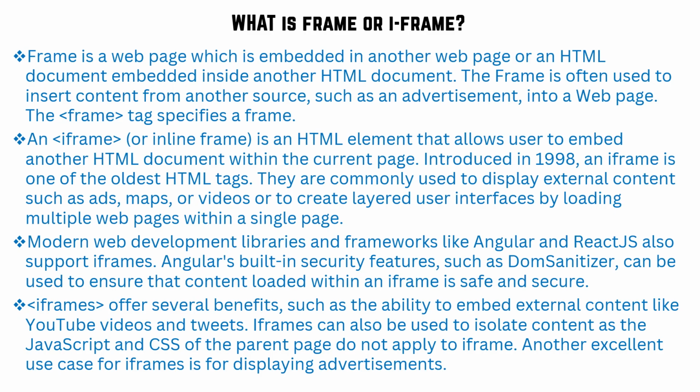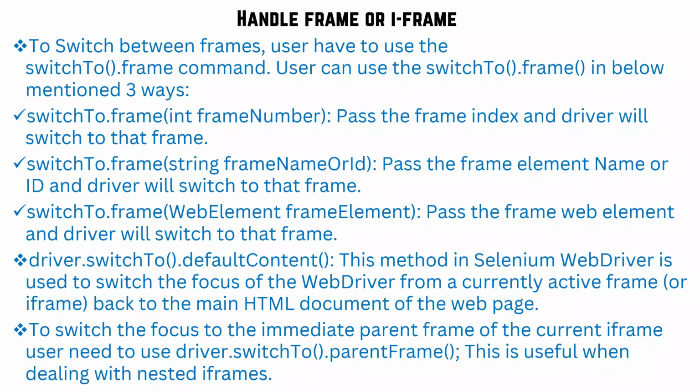Some nested frames might be there, so the outer frame first and then you need to go to the inner frame, and then you can handle the inner element. So there are different options available to handle the frame. Three options: either frame index, or the frame ID or name, or the frame web element reference. Or if you want to go to the parent frame from the nested child frame, you can use driver.switchTo().parentFrame(). If you want to go outside of the parent frame, to the default content, you need to use the driver.switchTo().defaultContent() method.